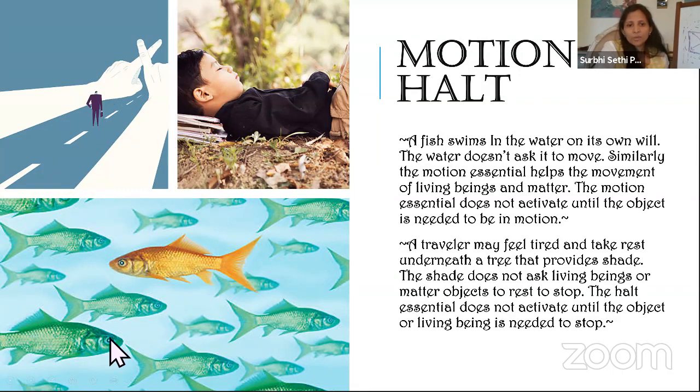So look at this diagram here. You see the fishes inside the water, and these fishes are moving randomly in all the different directions. Tell me one thing. Is it the water which is telling the fish to move, or is it the fish which wants to move because it wants to move? Correct. It's only the fish who is thinking that it wants to move, and that's why it's moving. So that's exactly how we understand the motion essential through an example.